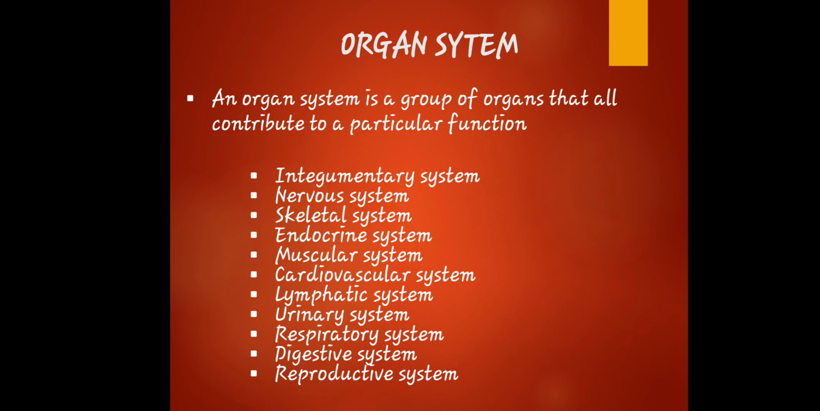So what are the 11 systems? We have integumentary system, nervous, skeletal, endocrine, muscular, cardiovascular, lymphatic, urinary, respiratory, digestive, and reproductive. So I will be introducing to you guys the 11 organ systems from their major function through their parts.